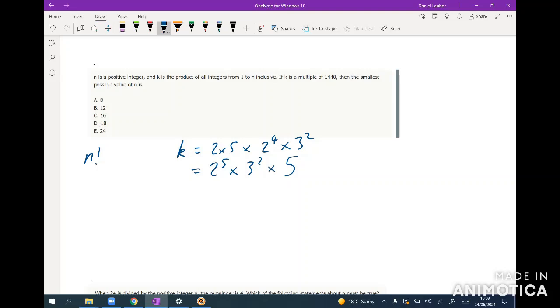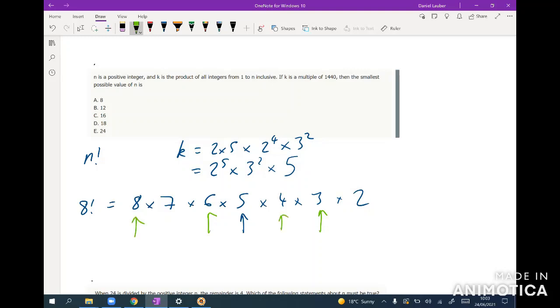So it looks to me like 8 will probably work, 8 factorial. Just to explain this reasoning, we've got our 5 that we need. We've got our 2 3s that we need. We've got one there and one hiding in 6. We've got our 5 2s. We've got 3 there and 2 more there, and, easily enough, 8 factorial works. So we can say that the answer is A.